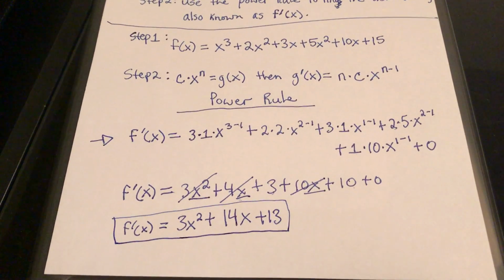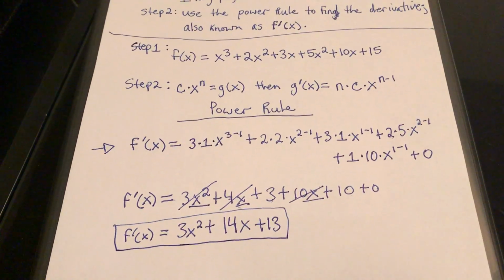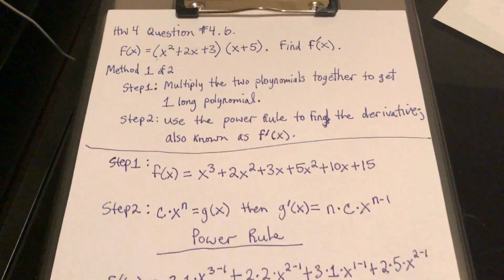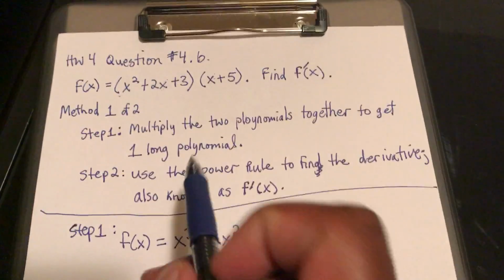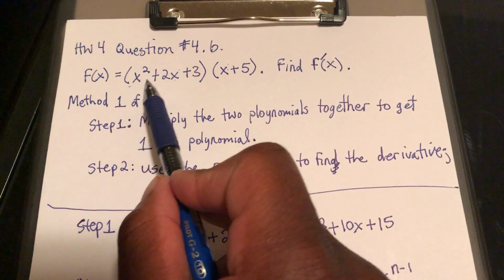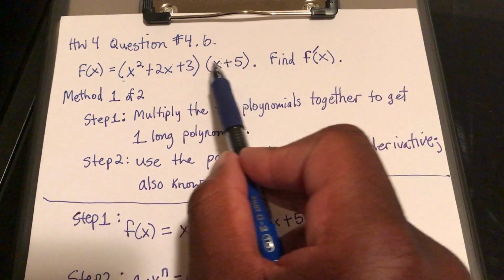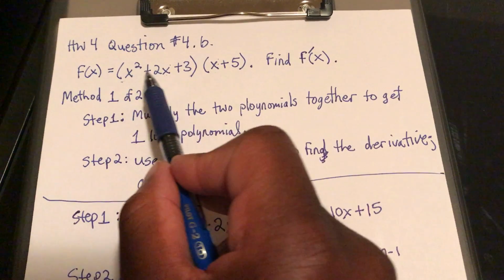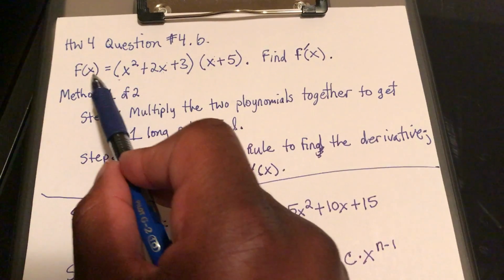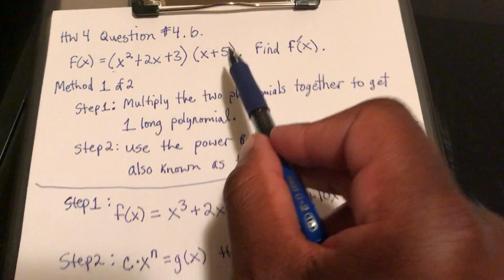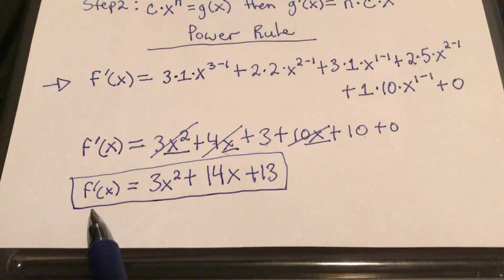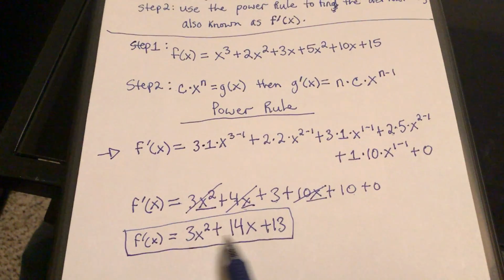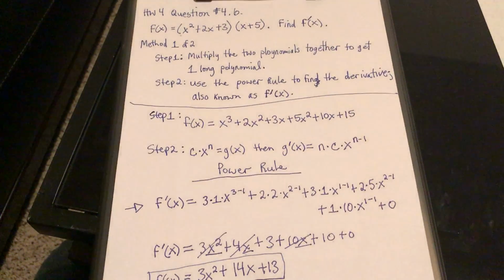In another video, I'm going to show the other method, which would be to use product rule on this multiplication of two polynomials, on this function. We also could use product rule to get this same answer, but this is the correct answer. All right.